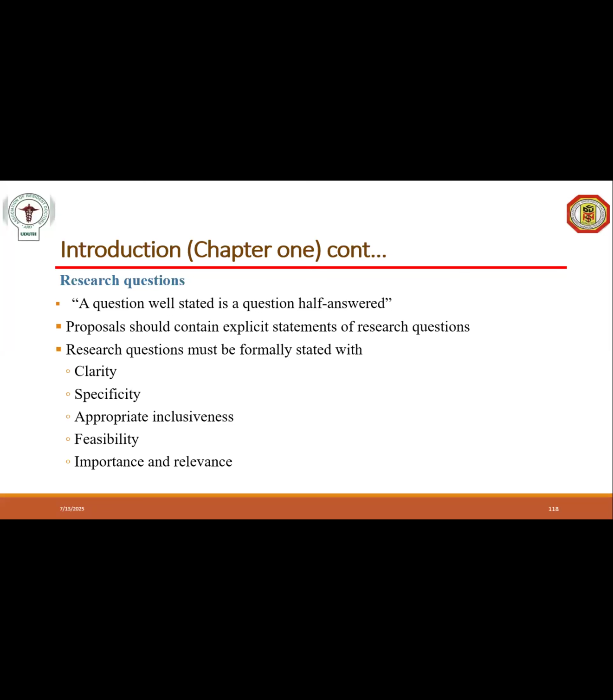So maybe at the end of the research, you find out the healthcare workers have a poor knowledge of malaria. So you see, in your research question, you already said, what is the question? What is the level of knowledge? And at the end of your study, you are able to say their level of knowledge is poor. So you have already answered your question.